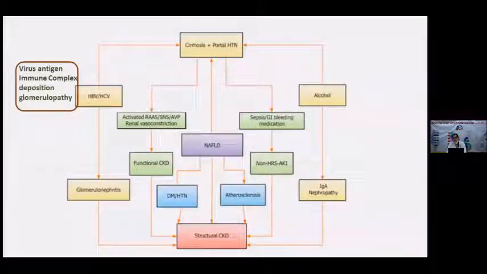Then sepsis, which is a complication of cirrhosis, along with GI bleeding and medications, leads to non-HRS AKI, which further leads to structural CKD. Then hepatitis B and hepatitis C, there is virus antigen immune complex glomerulopathy, which again leads to structural CKD. And in alcohol patients, there are increased IgA deposits. So because of that, IgA nephropathy again leads to structural CKD.